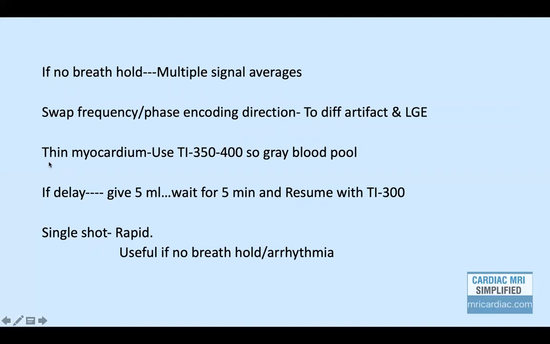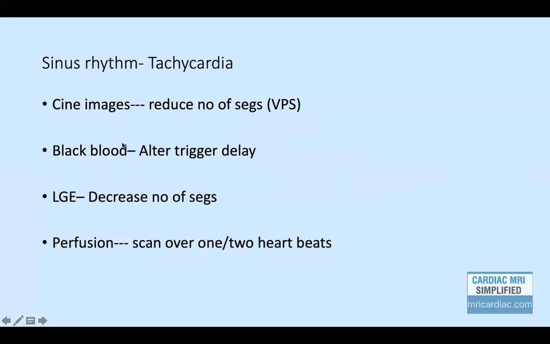If the myocardium is thin or paper thin, you can use the standard TI value of 350 to 400 so that the blood pool will be gray, and then you can appreciate LGE. If there is a delay of more than 10 minutes, you can still give another 5 ml of contrast, wait for 5 minutes and resume the scan with a TI of 300, in patients with sinus rhythm but with tachycardia.